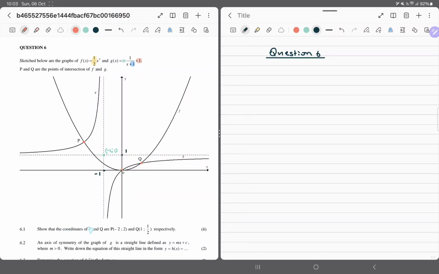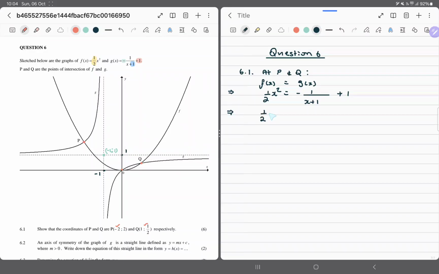So now we are told to show the coordinates of P and Q are as described there. Alright, so let's start. So question 6.1. What do we have? We've got f. Okay, maybe let's write better. At P and Q, we understand that f is equal to g. Okay, so this implies that half x squared equals minus 1, all divided by x plus 1, plus 1.